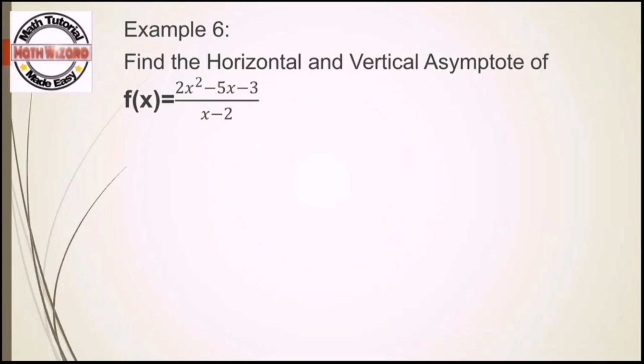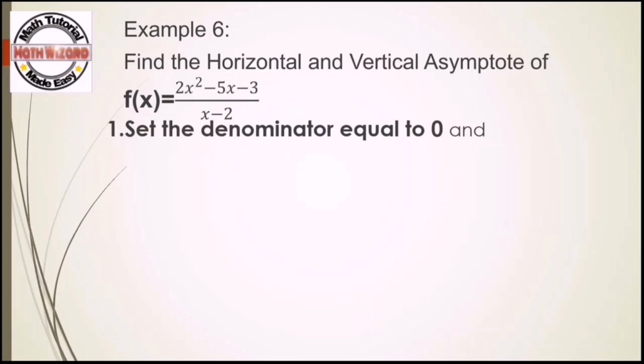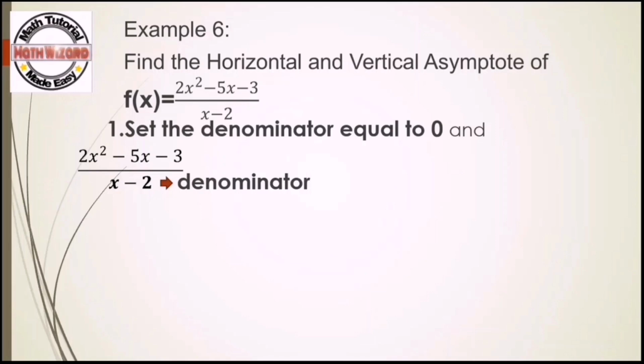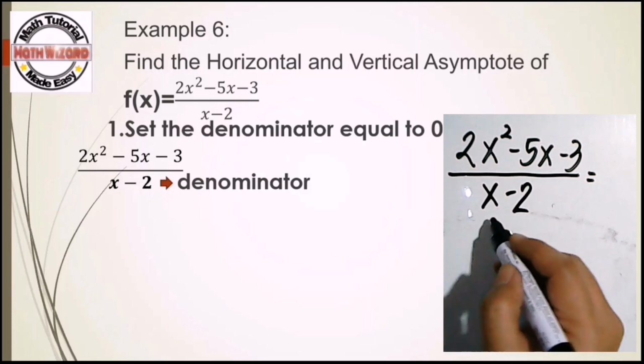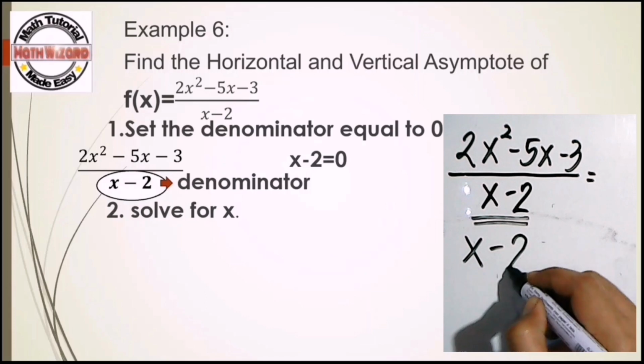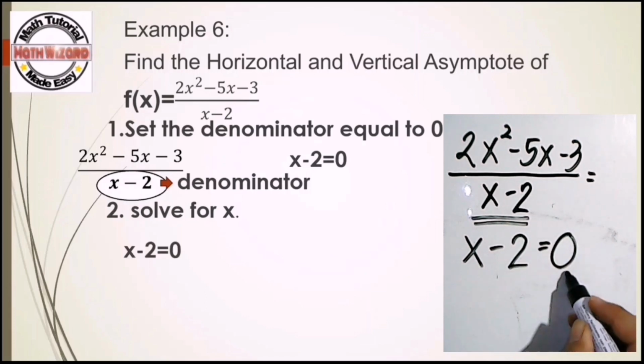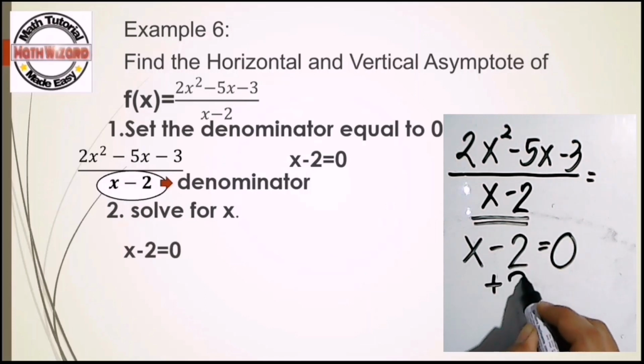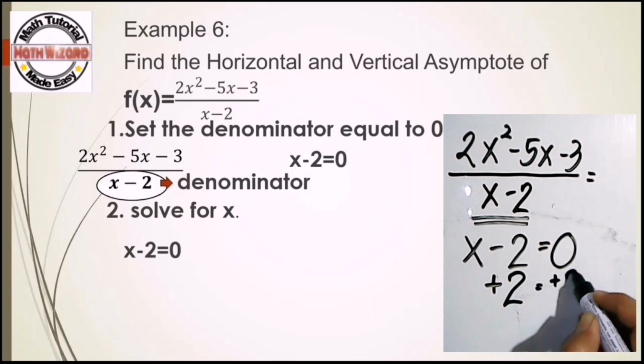So, again, we follow the same step or procedure in finding the vertical asymptote. First of all, we set the denominator equals to 0, wherein in this case, our denominator is equals to x minus 2. Yan. So, x minus 2, equate natin sa 0. x minus 2 is equals to 0. Ayan. And then afterwards, we solve for the value of x. So, we need to add both sides by positive 2 to cancel out negative 2.